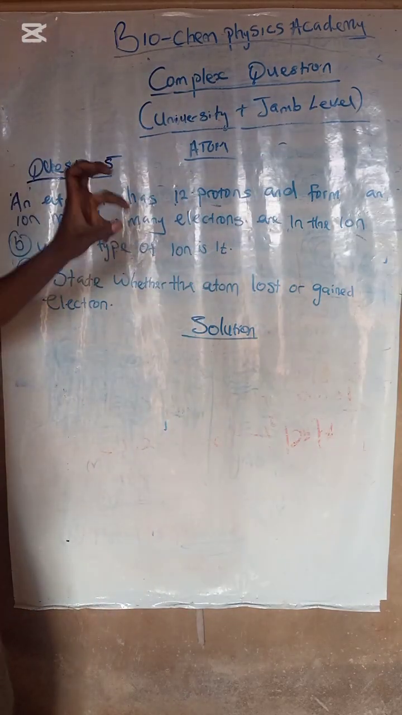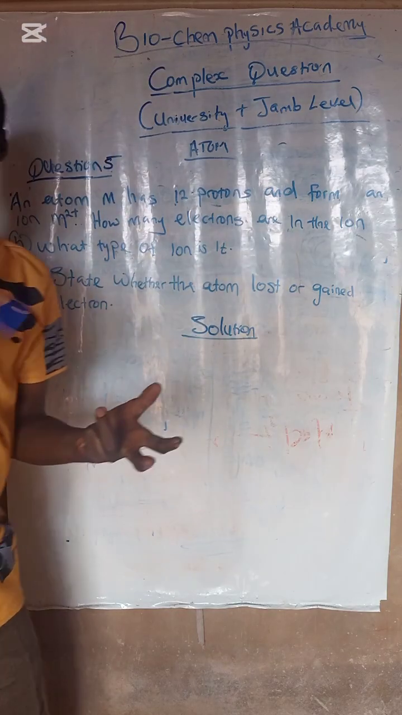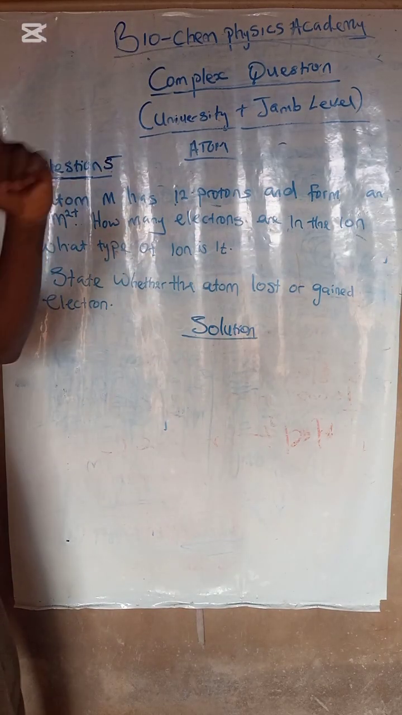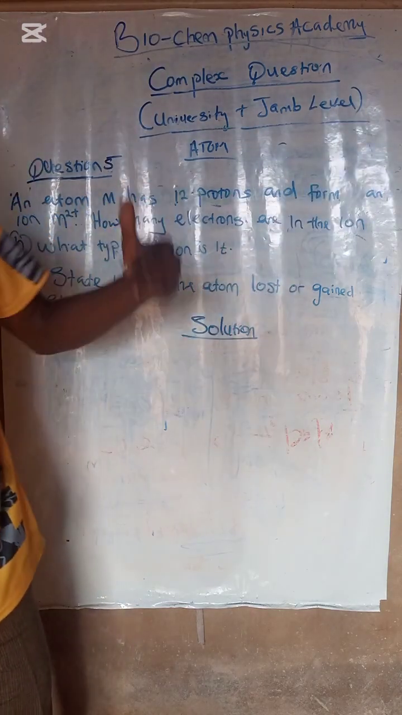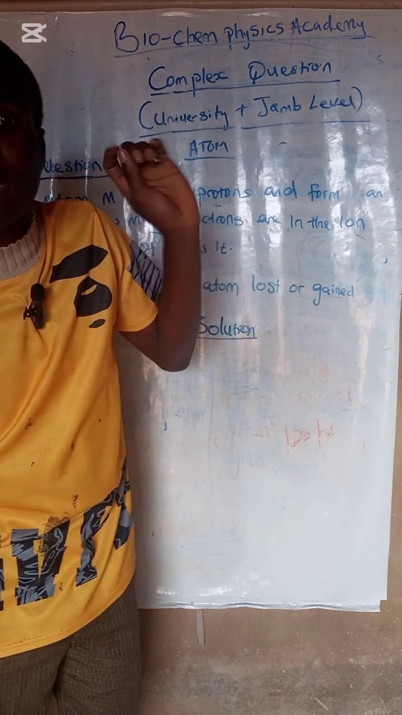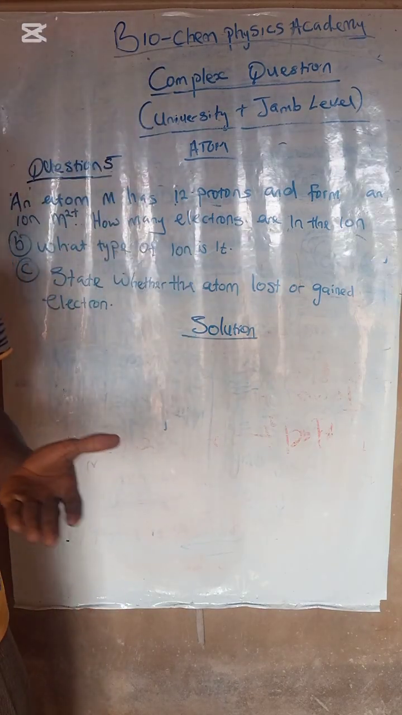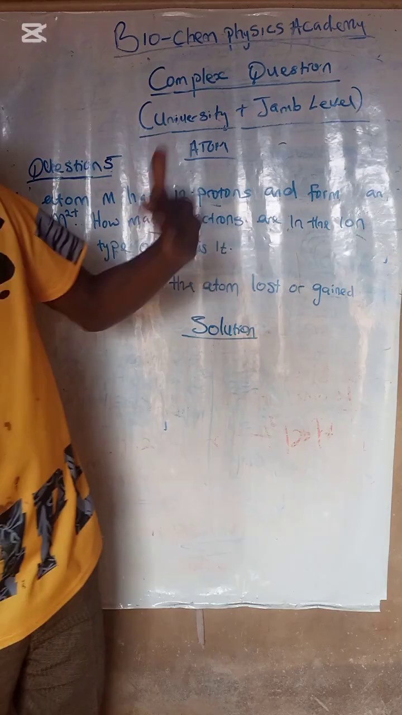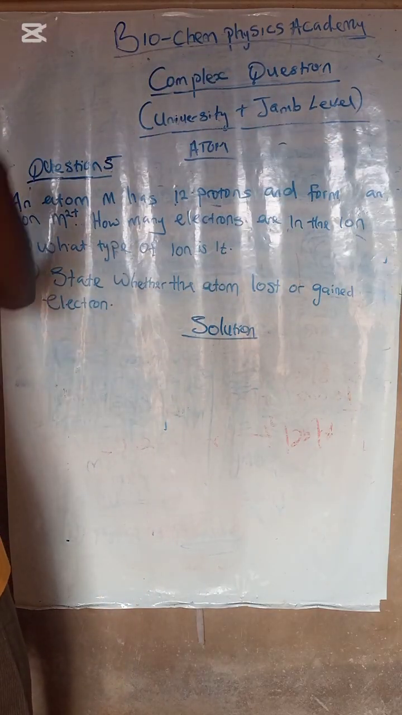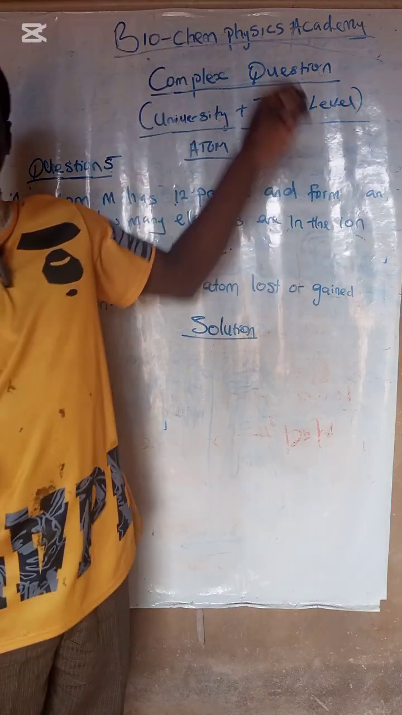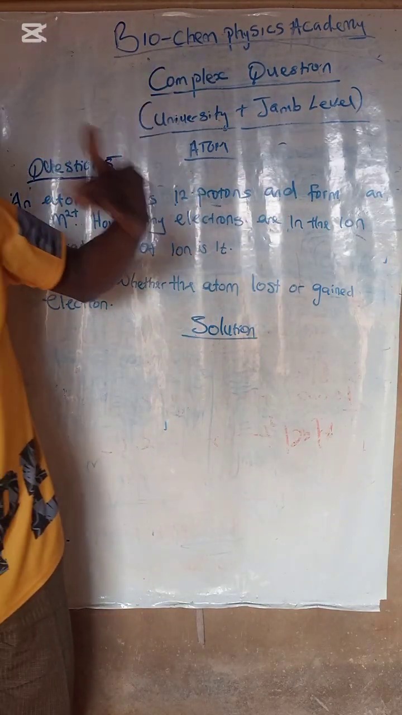When the atom becomes an ion, it is as a result of losing or gaining electron. So when an atom becomes an ion, the atom will either lose or gain electron. An atom becomes an ion in order to achieve stability. What do I mean? That is, the shell of that particular atom must be completely filled. That's why atoms become ions.